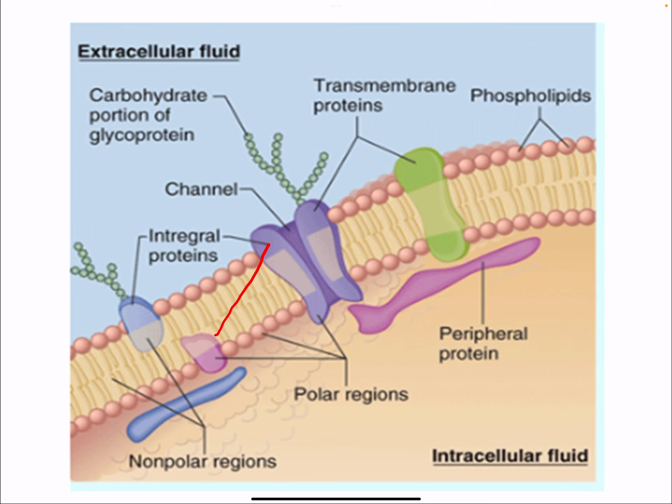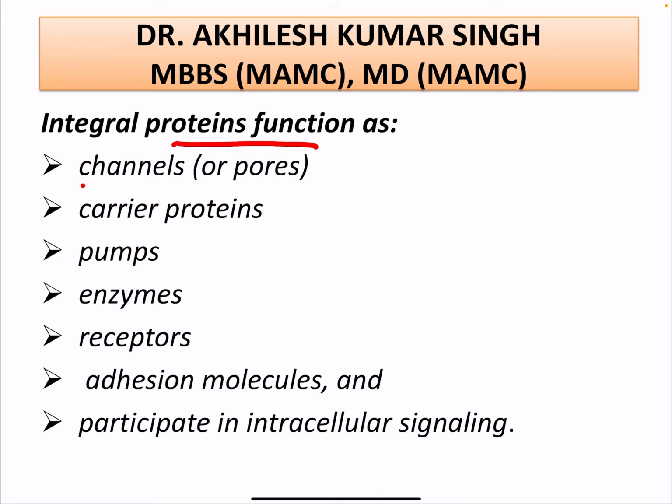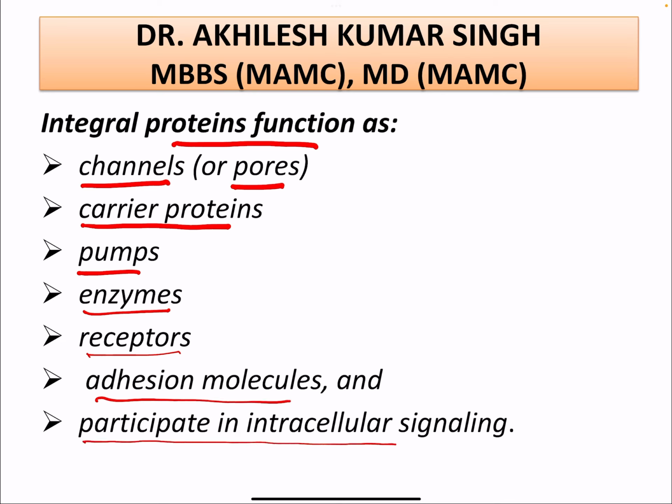So you can see here again that I told you that the proteins are of two types, integral proteins and the peripheral proteins. So what is the function of this integral protein and what are the functions of these peripheral proteins? So in the diagram you can see here one function is they act as channel. So integral proteins, they can act as channels or pores, they act as carrier proteins, pumps, enzymes, receptors, adhesion molecules, and they also participate in the intracellular signaling.